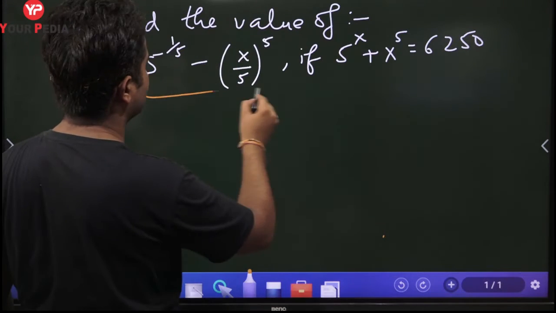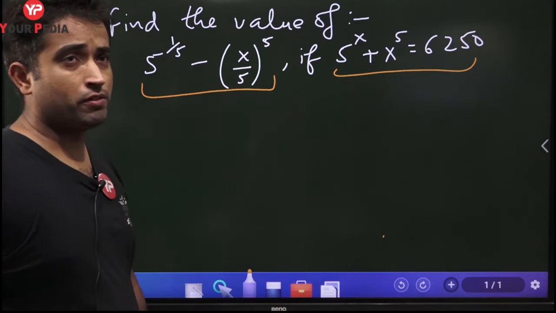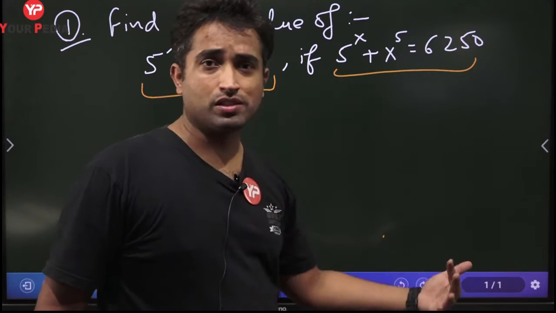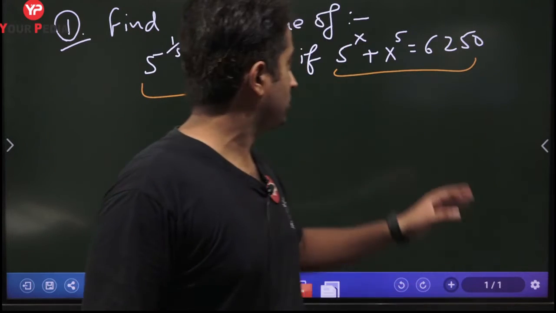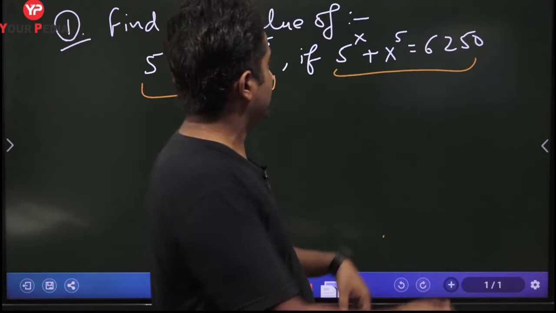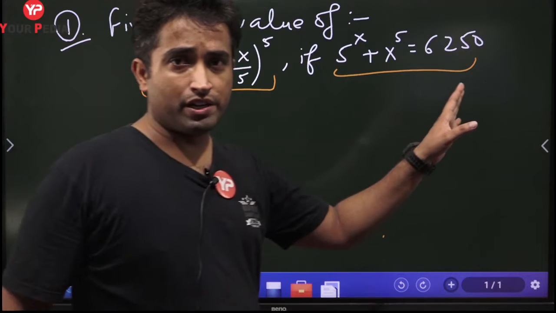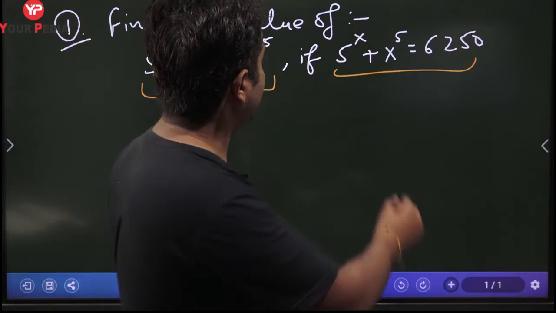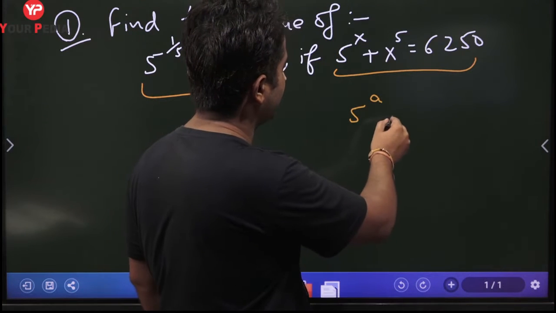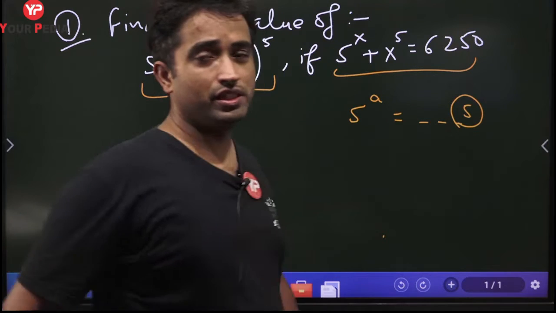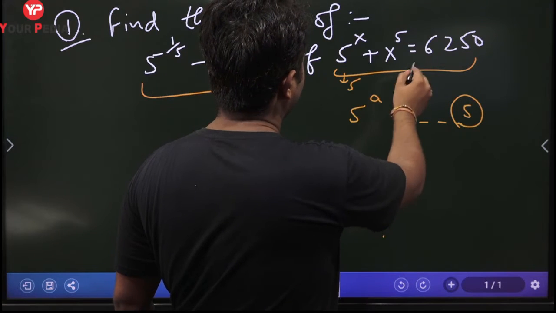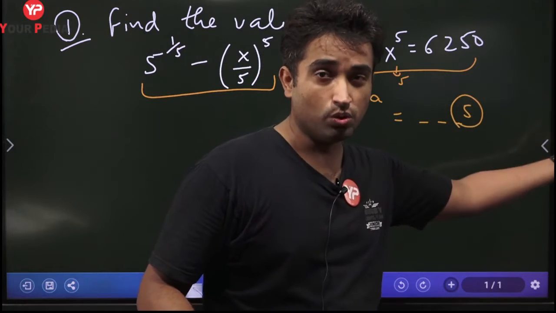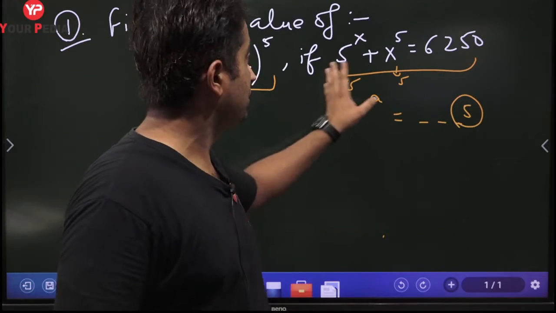When I am given this question, I have to find the value, and I am given this data: 5 power x plus x raised to power 5 is equal to 6250. See, when you add 5 power something, the unit digit will be 5 only. If I put x as 5, then 5 raised to power 5 also has unit digit 5. So 5 from here and 5 from here, if you add these unit digits, you will get 10, so 0 in the unit digit after addition.